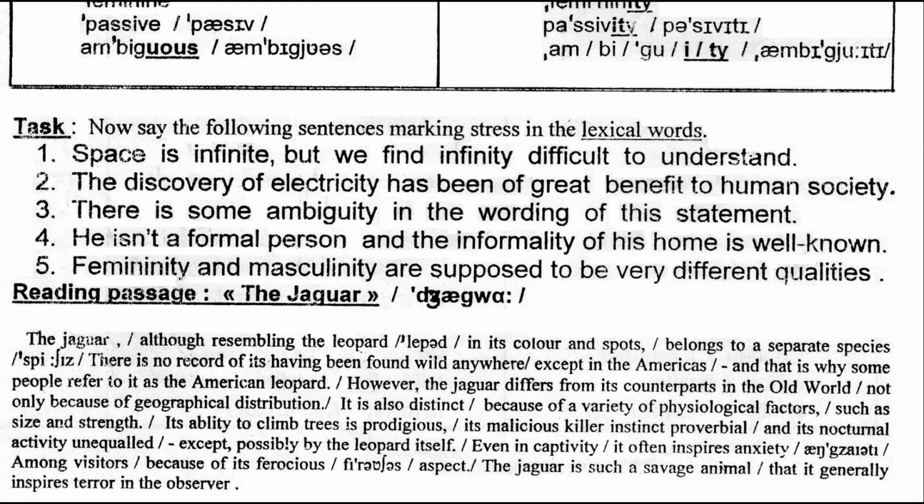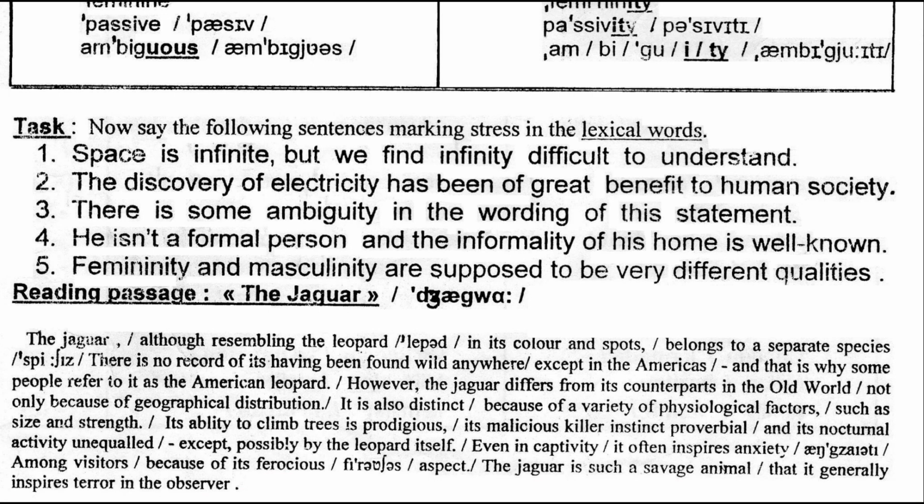Sentence 3. There is some ambiguity in the wording of this statement. So, there is an indefinite pronoun, we do not stress it. Is, to be, is not stressed. A is a determiner, we don't stress it. Some is a quantifier, we don't stress quantifiers. Ambiguity, stress on gu before the suffix.